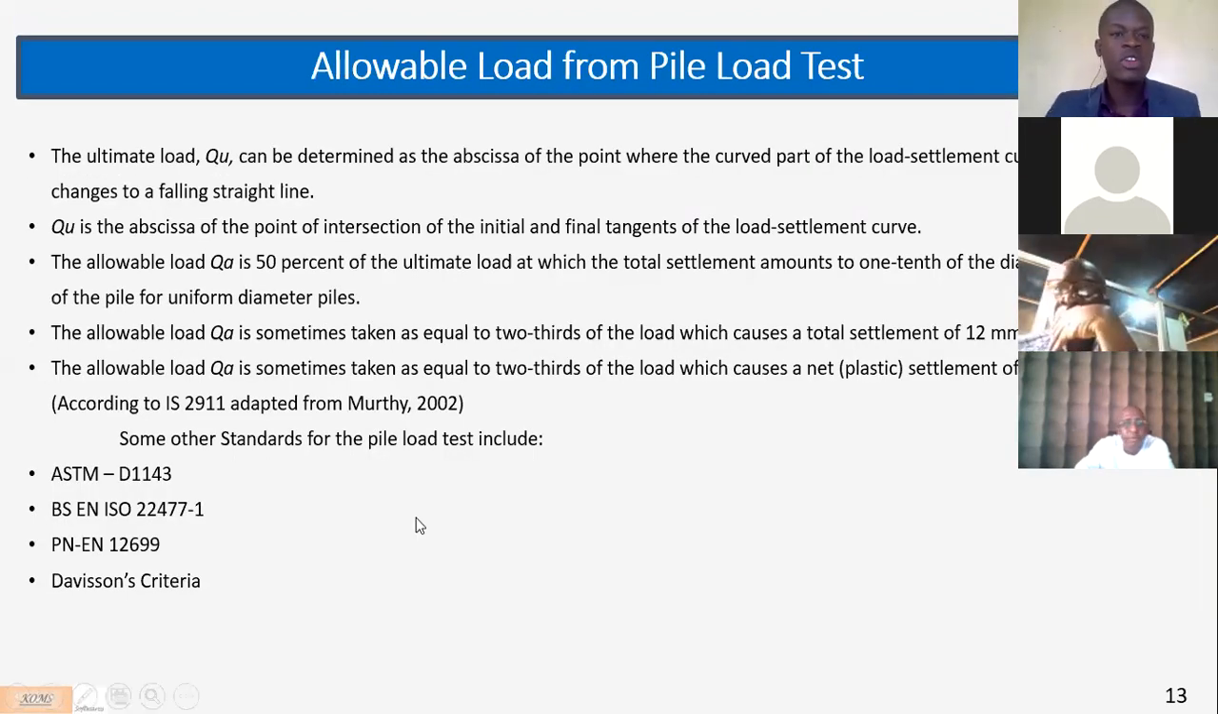So, okay, moving on. The allowable load from pile load tests. There are several standards. There's the ASTM D1143, that's the American standard, the British standard BS EN ISO 22477-1, the Polish standard PN-EN 12699, and also the Davisson's criteria for determining the allowable load from a pile test. So now moving on to the InSitu Geo software.